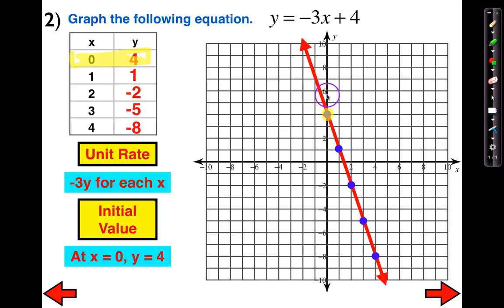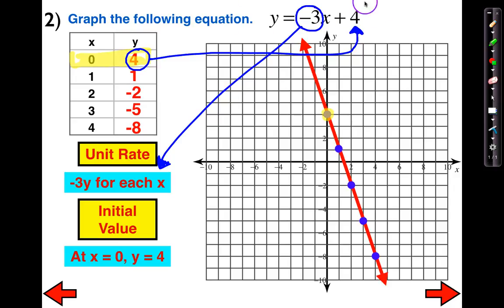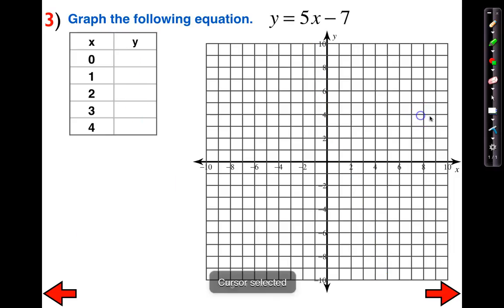So before we move on to the next problem, what I want you to see is this. That our unit rate of -3y for each x is found right here. Okay? That is our unit rate. As for our initial value, we can find that number right here. So I want you to start recognizing the patterns and seeing how these different pieces of our equation are being built into our actual equation. Okay, so let's just keep moving on.